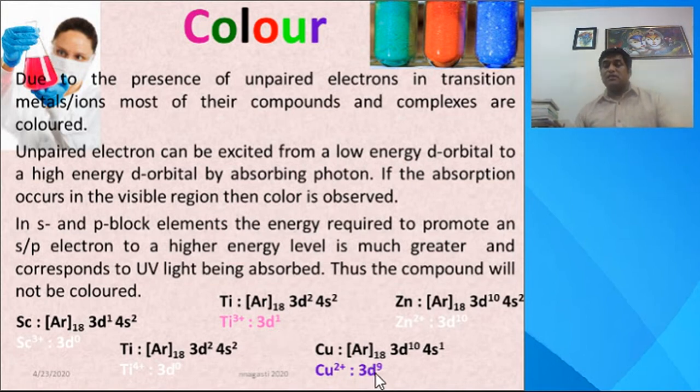Similarly, copper, after losing 2 electrons, the configuration is 3d9. Since there are 9 electrons in the d orbitals, cupric is going to be colored. Zinc, after losing 2 electrons, 3d10 is the configuration. So the d orbital is fully filled. No vacant d orbital is there with zinc. So this compound is going to be colorless.